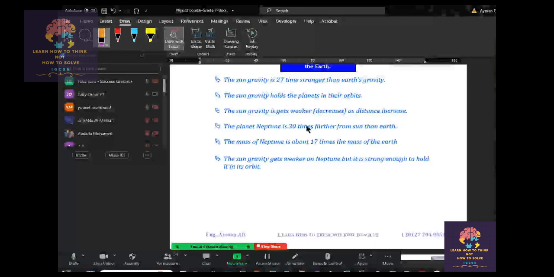These important numbers should be memorized. Okay? These important notes should be memorized, please. Don't ignore it. Okay?